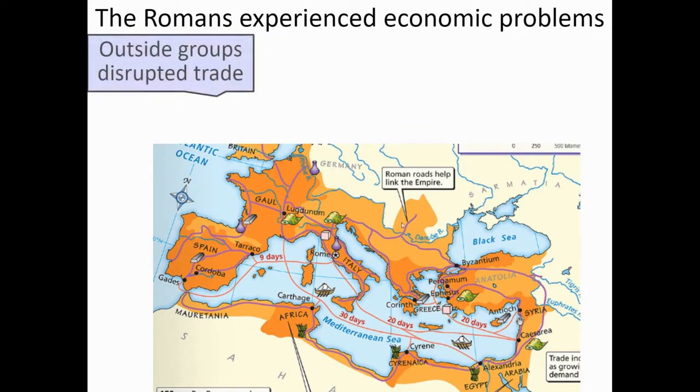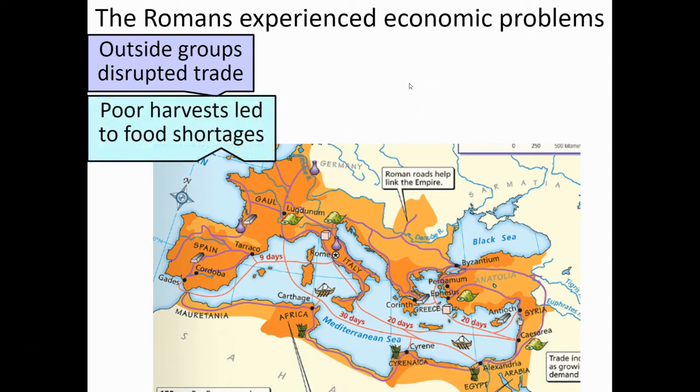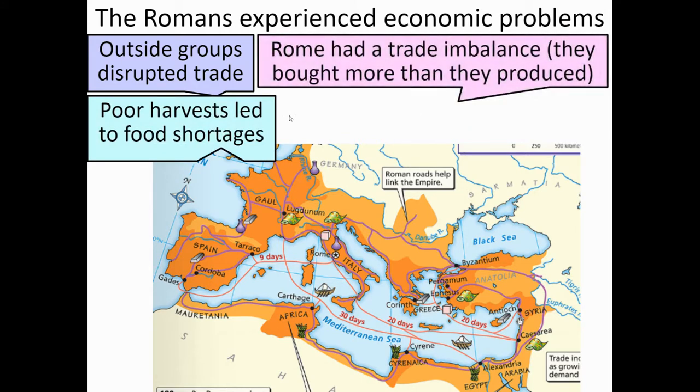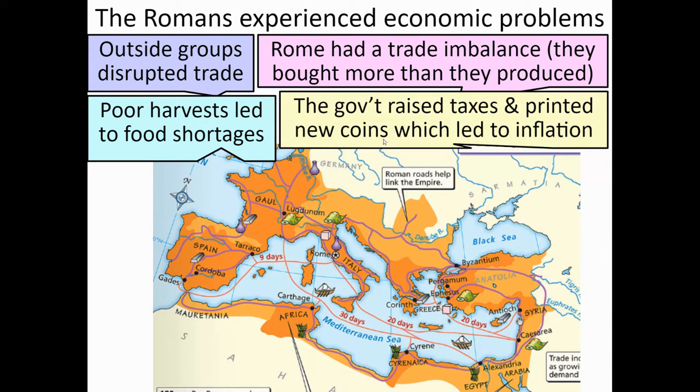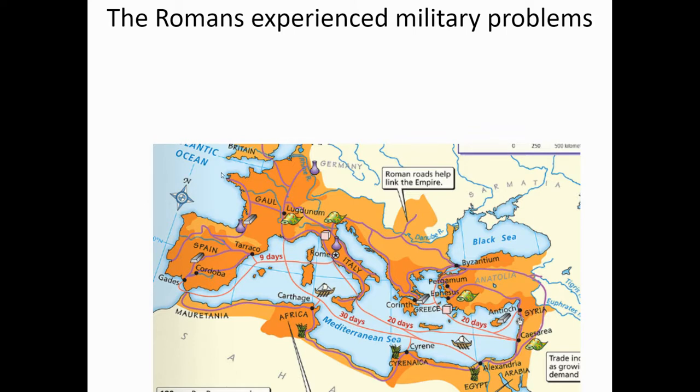There were also some economic reasons. So we had disruption in trade. You know, think of wars that would stop ships. They had bad harvests because of drought that caused food shortages. And also, remember, the farmers were going off to war, so there was nobody to plant. They bought more than they produced, so they were not making money. And the government then raised taxes and printed new coins, and this caused inflation, so the money wasn't worth anything. This left a lot of people poor, and poor people are not going to be happy.